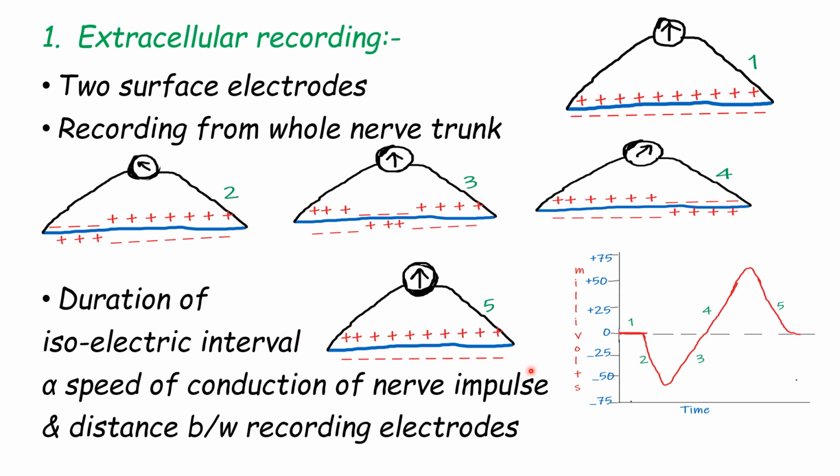So the duration of this isoelectric line, if we record it, is proportional to the distance between the recording electrodes and inversely related to the speed of conduction of the nerve impulse. The more the distance between recording electrodes, the longer the isoelectric line, and if the speed of conduction of nerve impulse is more, it will be shorter. Okay, speed of conduction of nerve impulse.